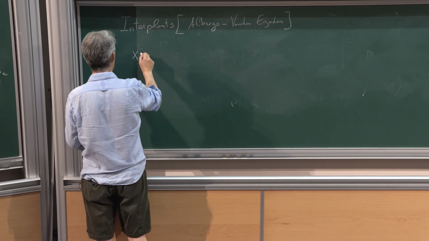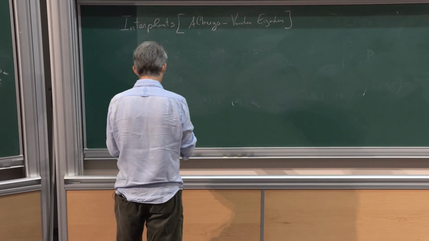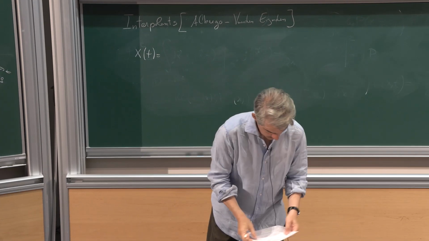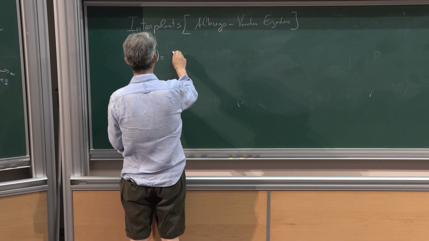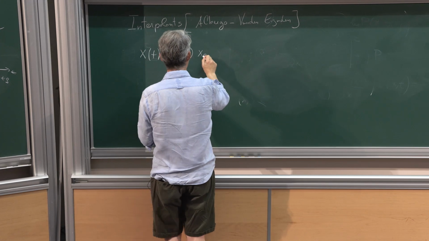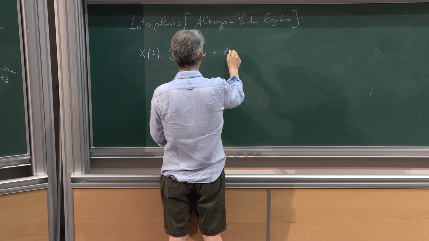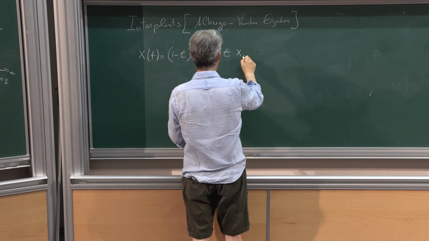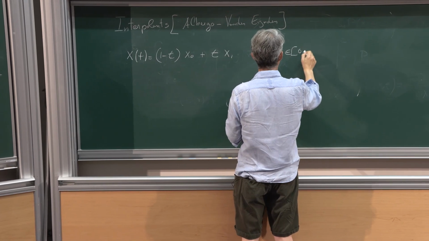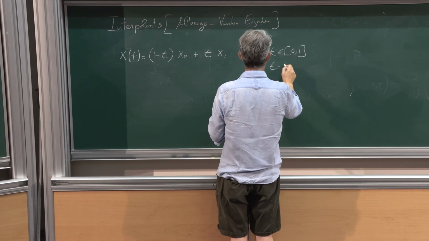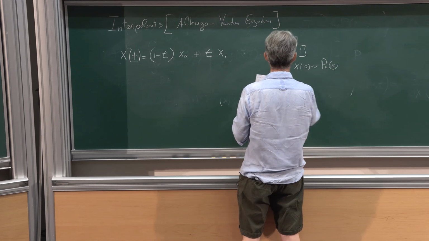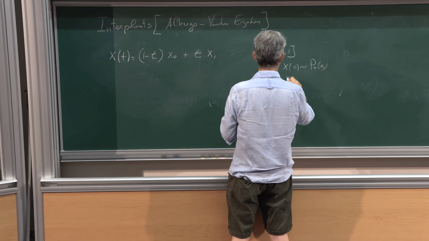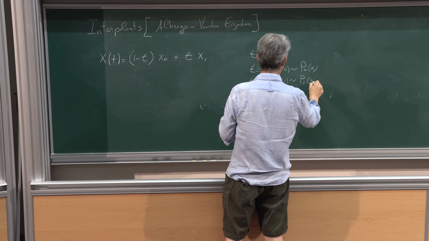So you could say, okay, maybe I can do something different now. I can take x at time t, which is going to be equal to, in the simplest case, something like (1 minus t) times x0 plus t times a variable, let's call it x1, and t now is in [0, 1]. At time t equals 0, x of 0 is distributed like p0 of x. And at time t equals 1, x of 1 will be distributed like p1 of x.